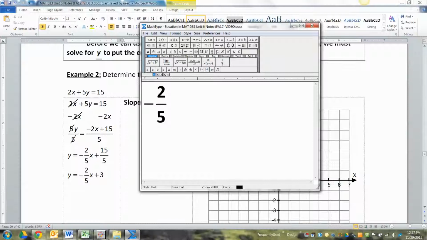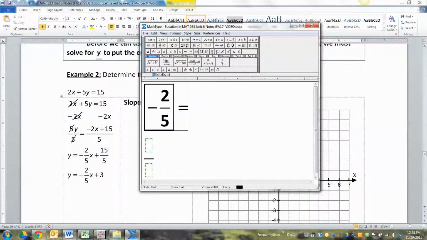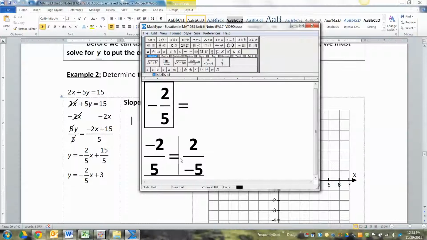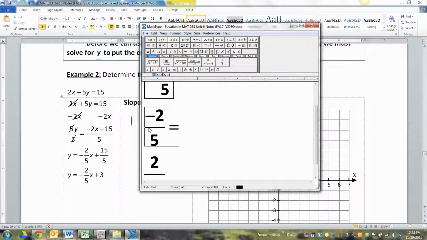And I just want to take a moment here to make some comments. So we can think of this a couple ways. We can think of this as negative 2/5, like we've got in the box, or we can think of it as negative 2 over positive 5, or we can think of it as positive 2 over negative 5. Oh, I'm going to want those to be separated, so let me put it down here. Okay. So these are one and the same.